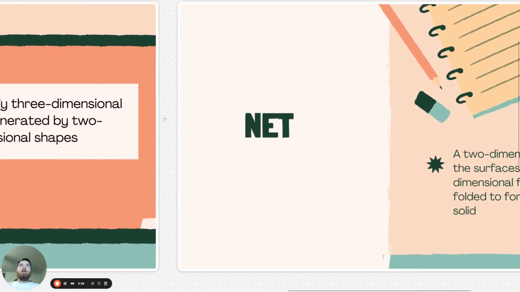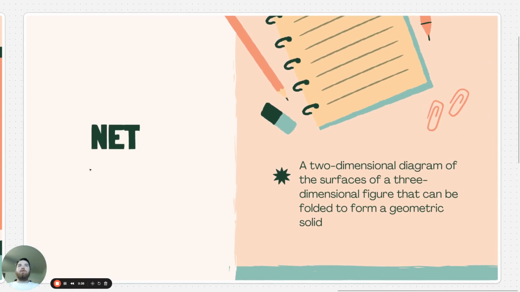The key concept is a net. What a net is, basically, is a two-dimensional diagram. So it's something that you'd see on a sheet of paper that has a whole bunch of surfaces on it, and you can take those and turn it into a three-dimensional figure that can be folded to form a geometric shape. So again, starting with something that's 2D, like a sheet of paper, you're going to fold it so that it's going to become a geometric solid. That's what we're going to be looking at.